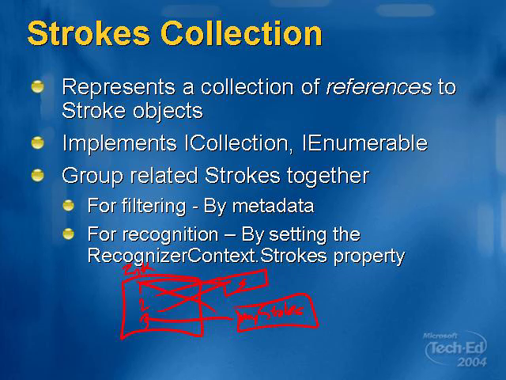The important thing to think about when thinking about a strokes collection is that it's used to group strokes together based on metadata. One example we use a lot is if you had an application that had layers of ink on it, sort of an onion skin type thing. You have one ink object, but then you group the individual strokes in those layers using a strokes collection for each layer. And that's just how you pass them around. Another place you use a strokes collection is to pass data to the recognizer. It takes a strokes collection.